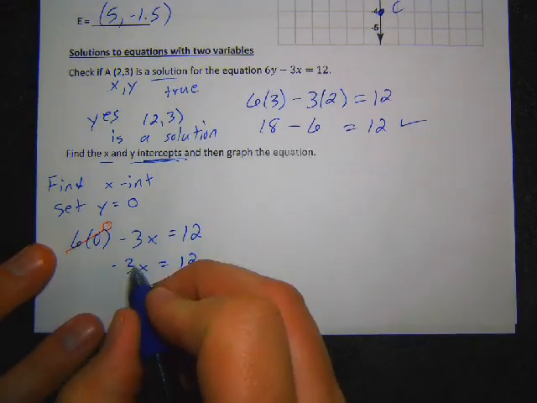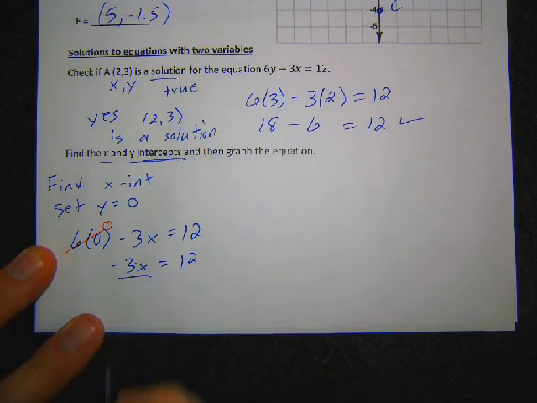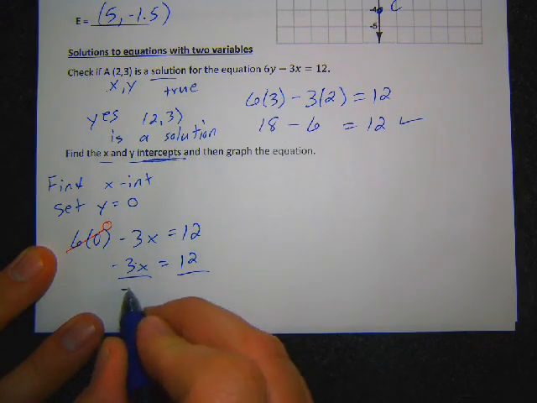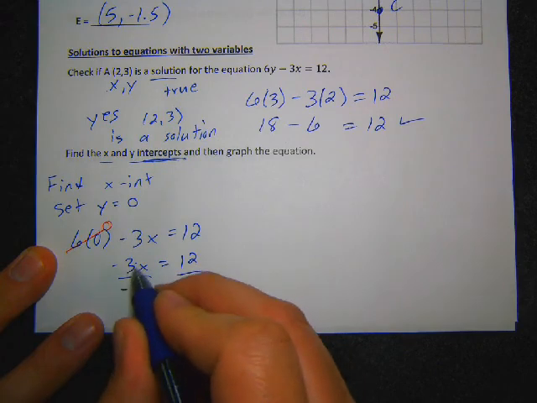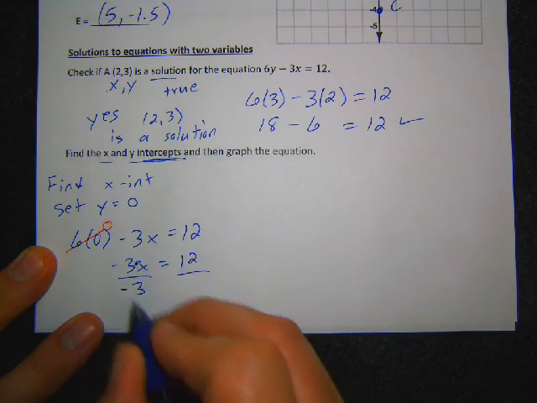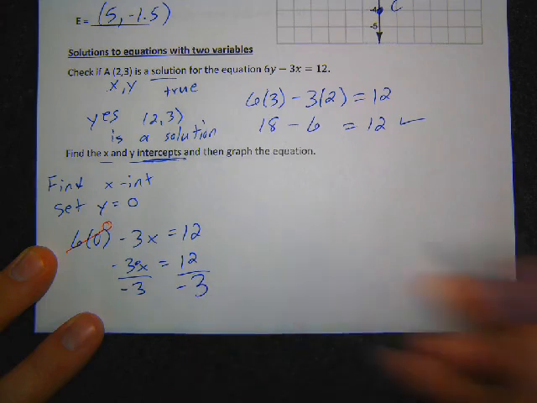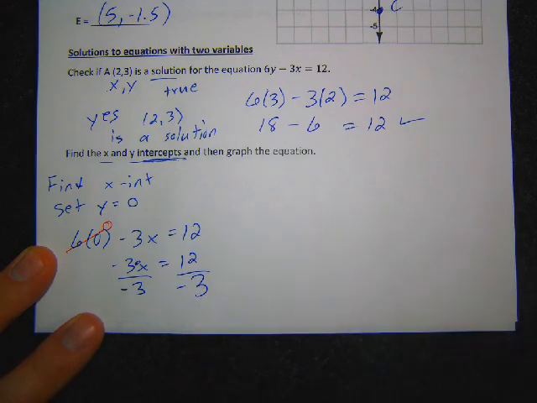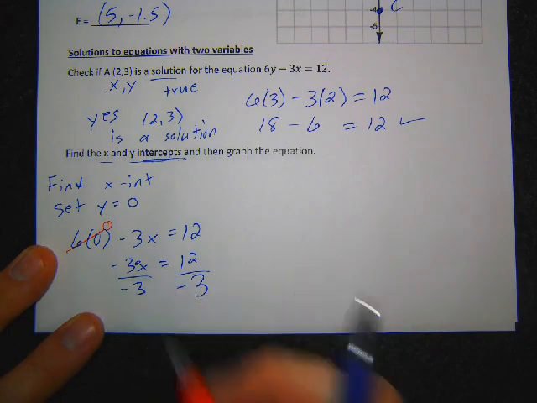Remember, to undo multiplication in an equation, we always divide. So I'm going to divide both sides by the same amount. I'm going to divide by negative 3. That way, the negative 3 multiplied and the negative 3 divided cancel. Now, remember with equations, you always have to do the same thing on both sides to make the equation stay equal.